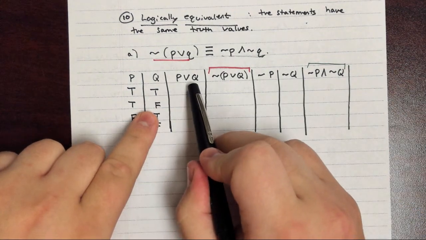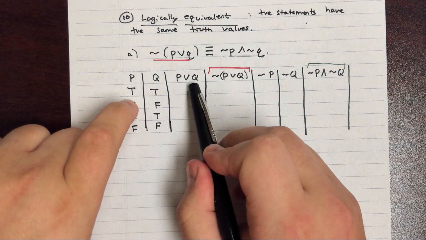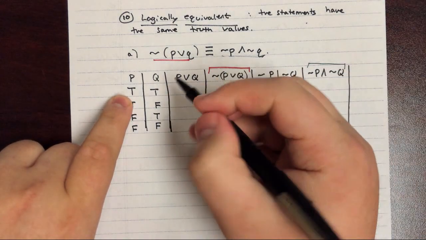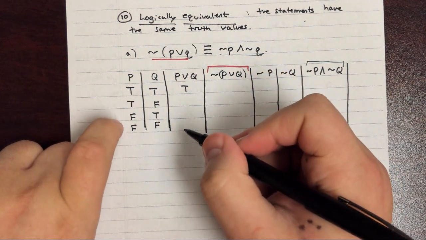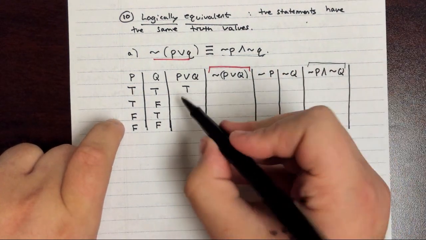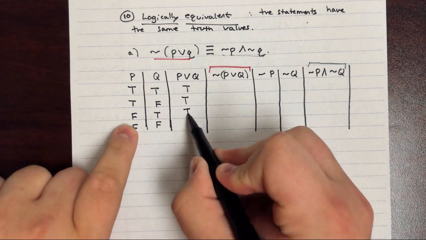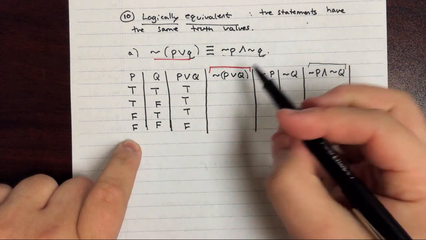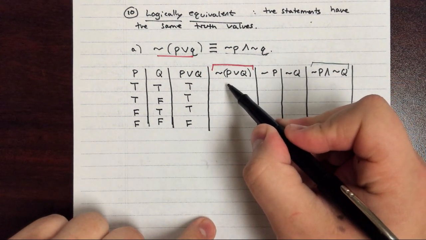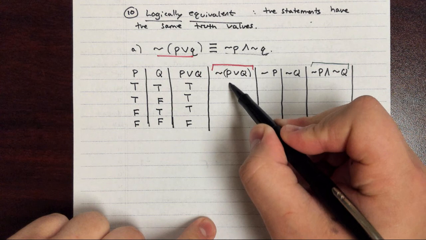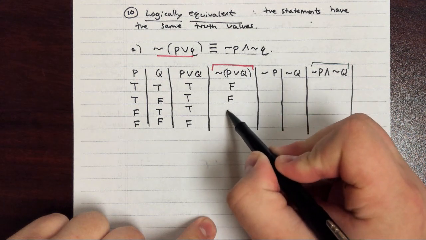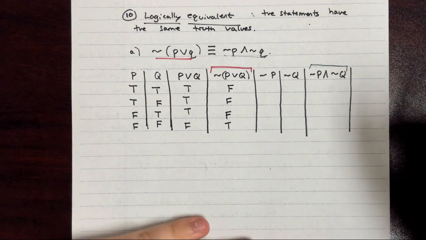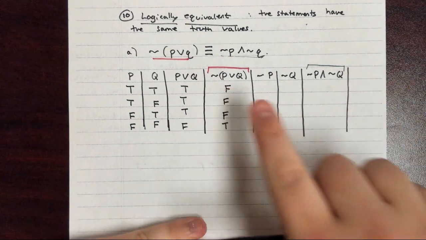All right, P or Q. What does that mean again? The first one's true, but how do I know? Because at least one of them has to be true. So it's going to be true, true, true, and then false. Now not (P or Q). It's the opposite. So that's false, false, false, and then true. Not just means the opposite truth value. Okay, we got that one done.